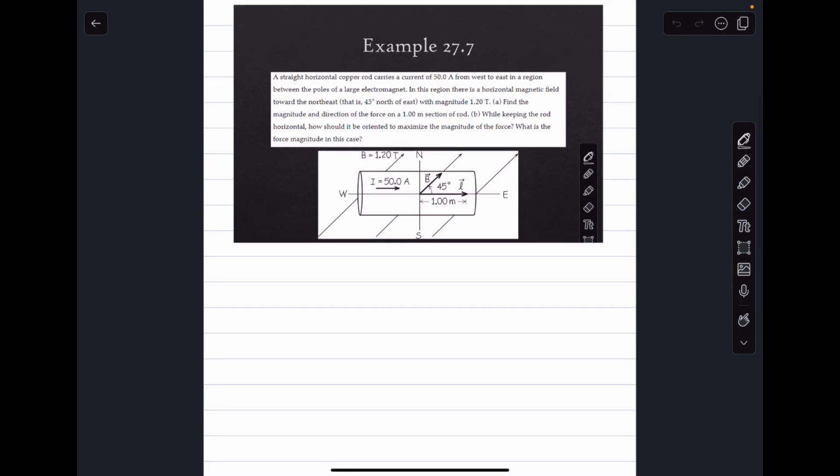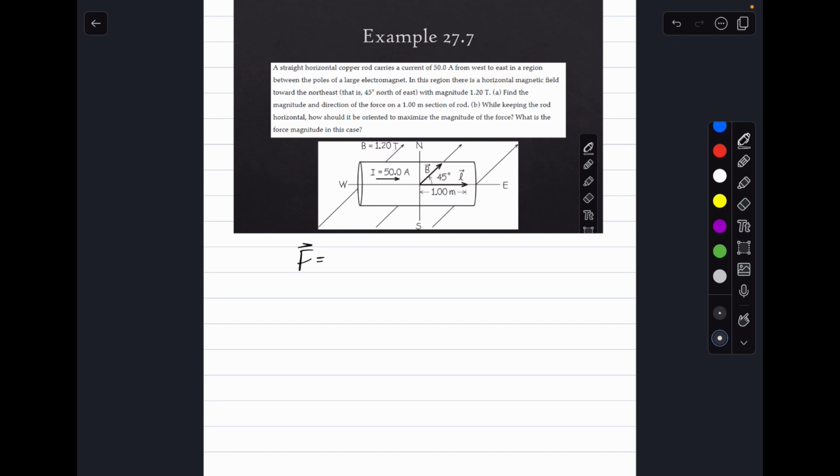Okay, so here's our problem. Basically, we're asked to find the force on a length of current segment of a rod. So we're going to be using IL cross B to determine the direction and magnitude of that force. And so let's write down what we know from the problem.